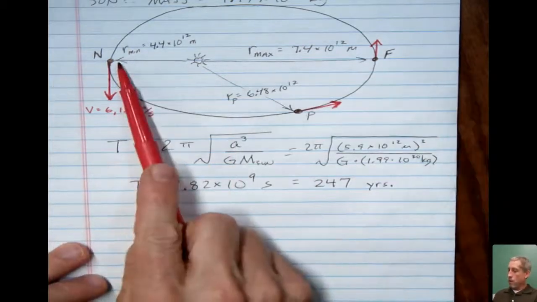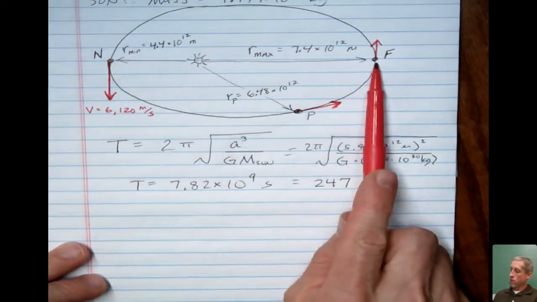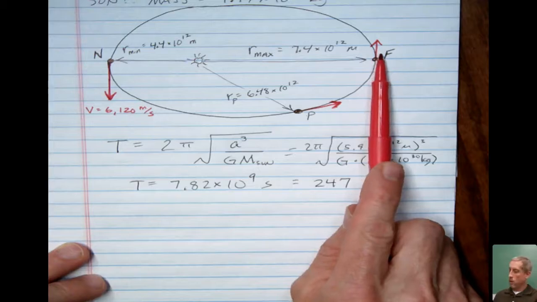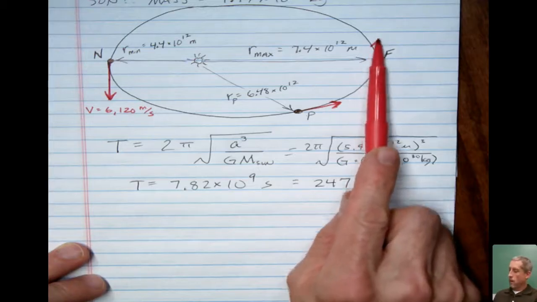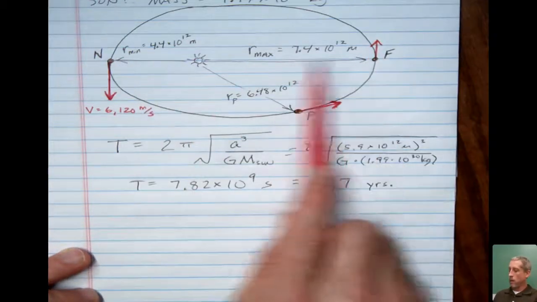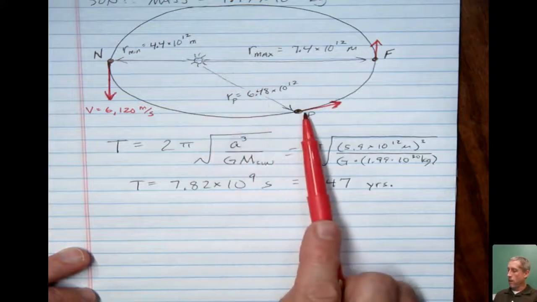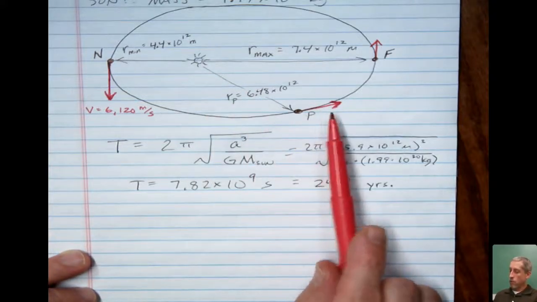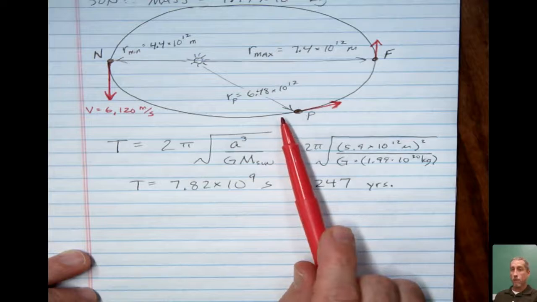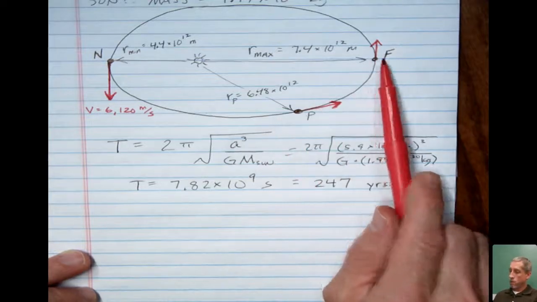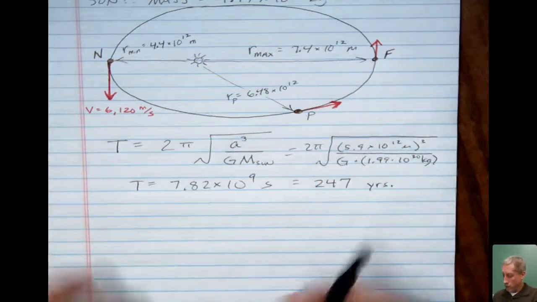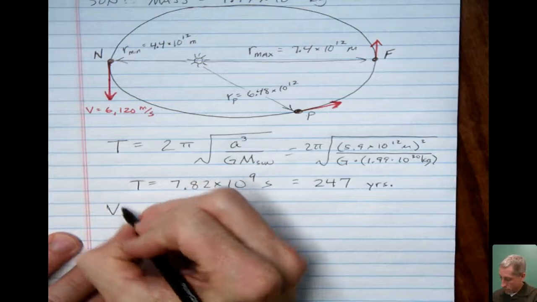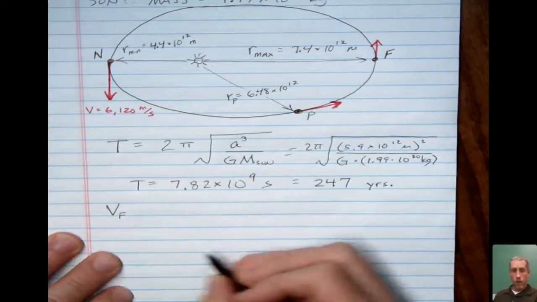Now I picked these 2 points because, notice, the velocity is tangent to the orbit, so it makes a nice 90-degree angle with this major axis. But here at point P, it does not make a 90-degree angle, and so I'm going to show you that you'll have to find the speed a little differently here than you do here. I'll do the easy one first. The velocity at that far point F.